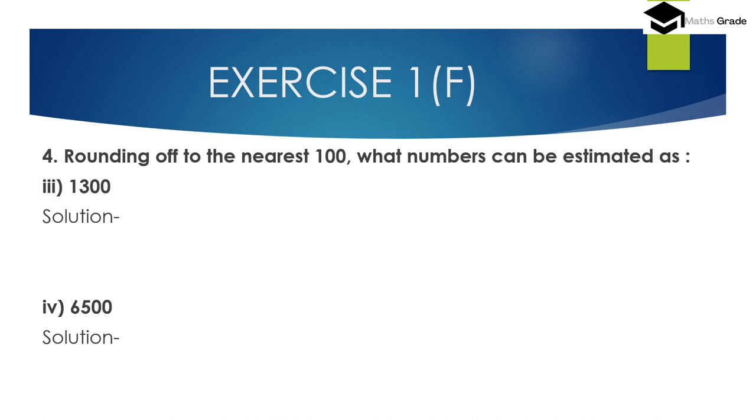Now third bit, 1300. We have to find which numbers rounded to the nearest 100 are estimated as 1300. If we have less than 5 in the tens place digit, we don't add 1 to the 100 place digit. Just write down the hundreds digit as it is.